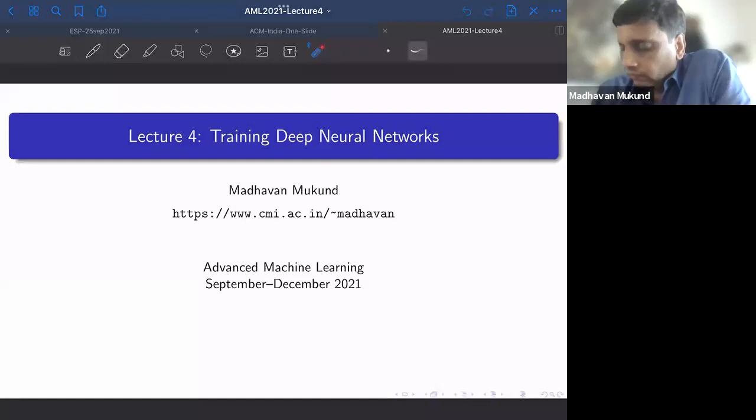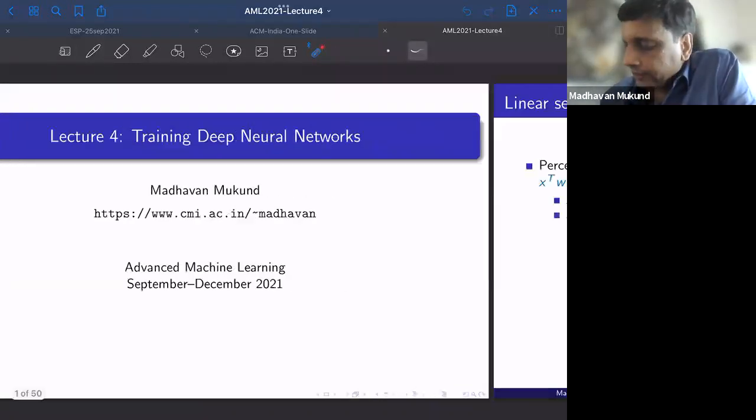Okay, so till now we were looking mostly at some theoretical background regarding PAC learning and so on. So let's get started with actual deep learning models, which is in some sense the main focus of the early part of the course. So deep neural networks, right? Most of the time when we talk about advanced machine learning, this is what people are really interested in.